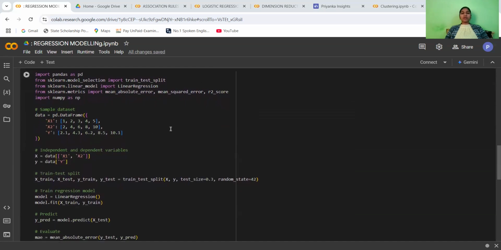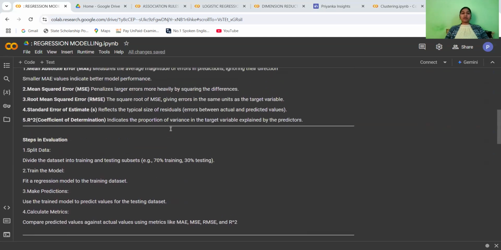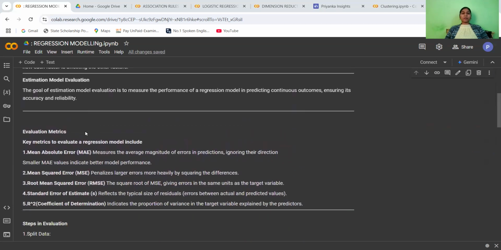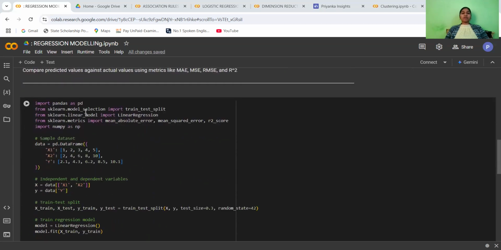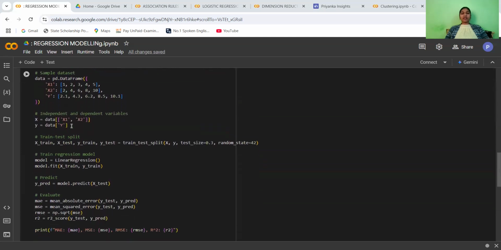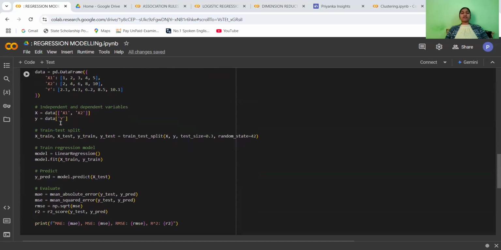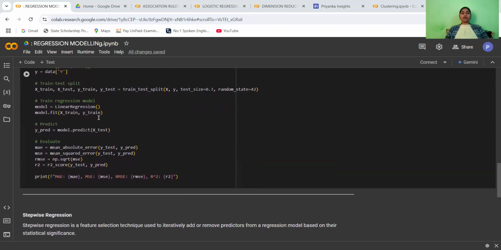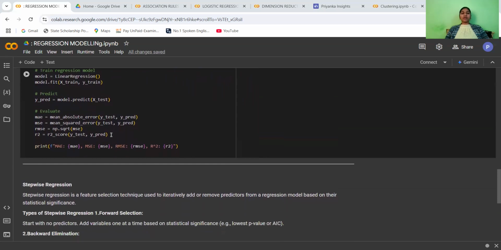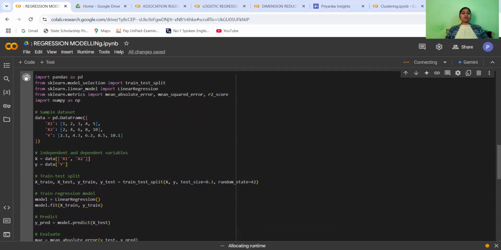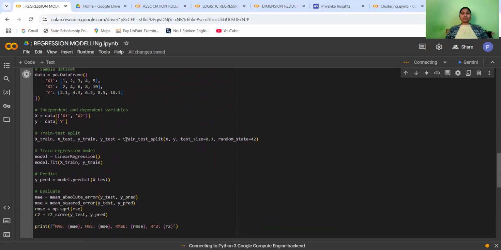This is the code of estimation regression modeling. First, we import a few libraries. This is the sample data set. Here we create two variables, one is independent and second is dependent variable. Here we train the data set. Here we are using regression modeling. Here we evaluate the data. We execute the program to see the output.